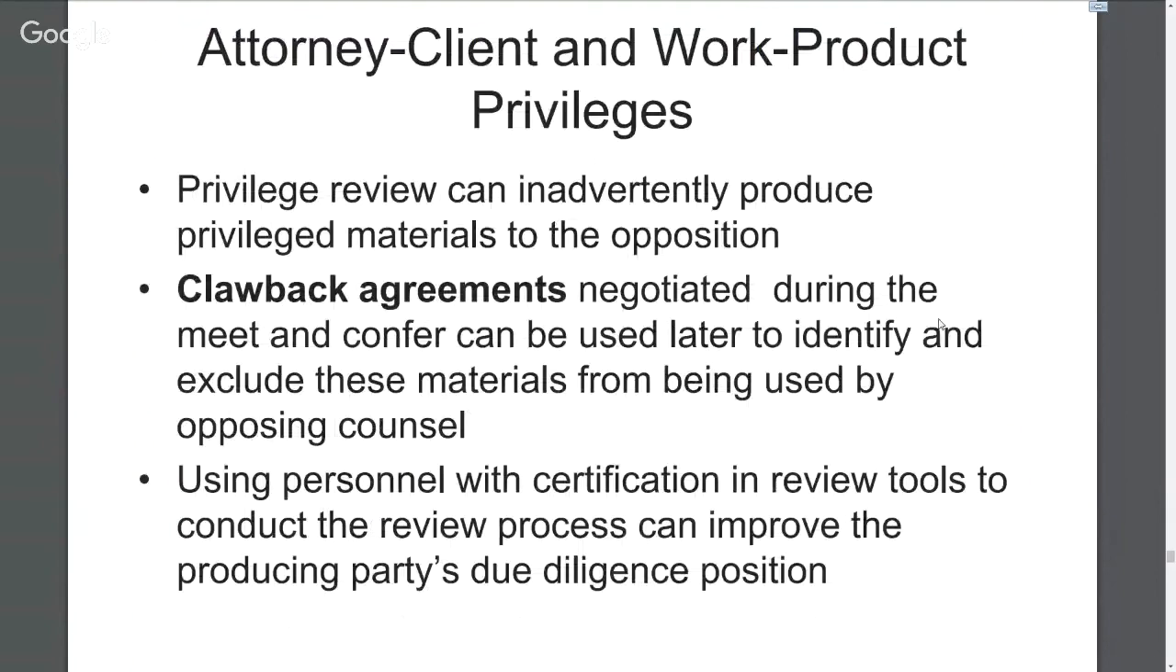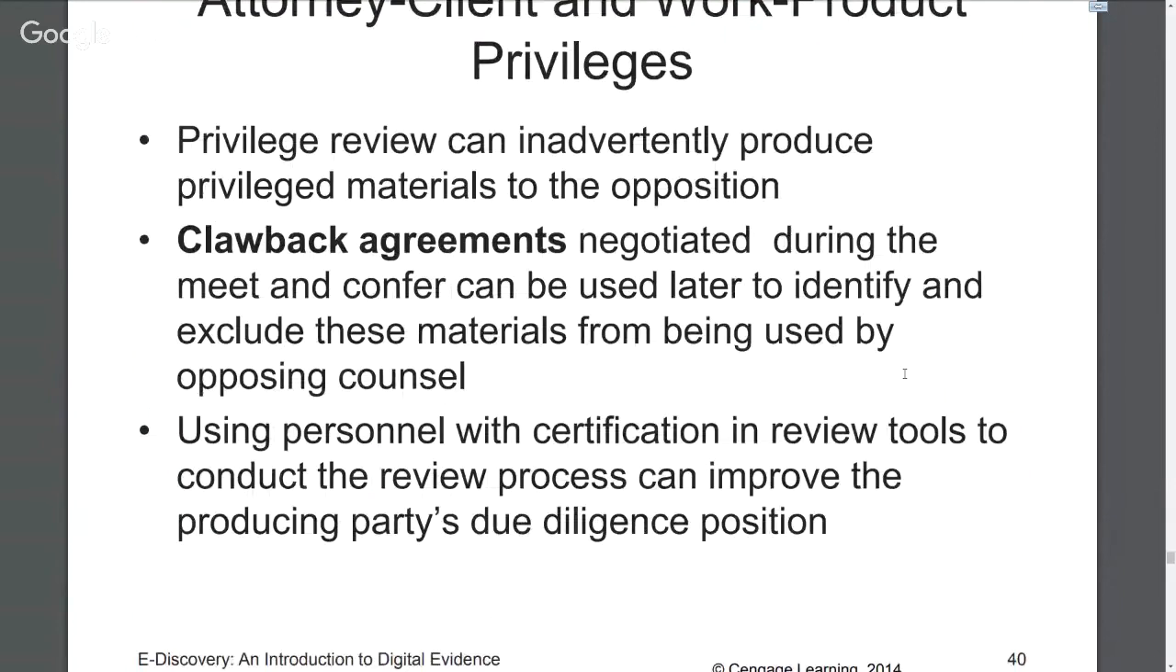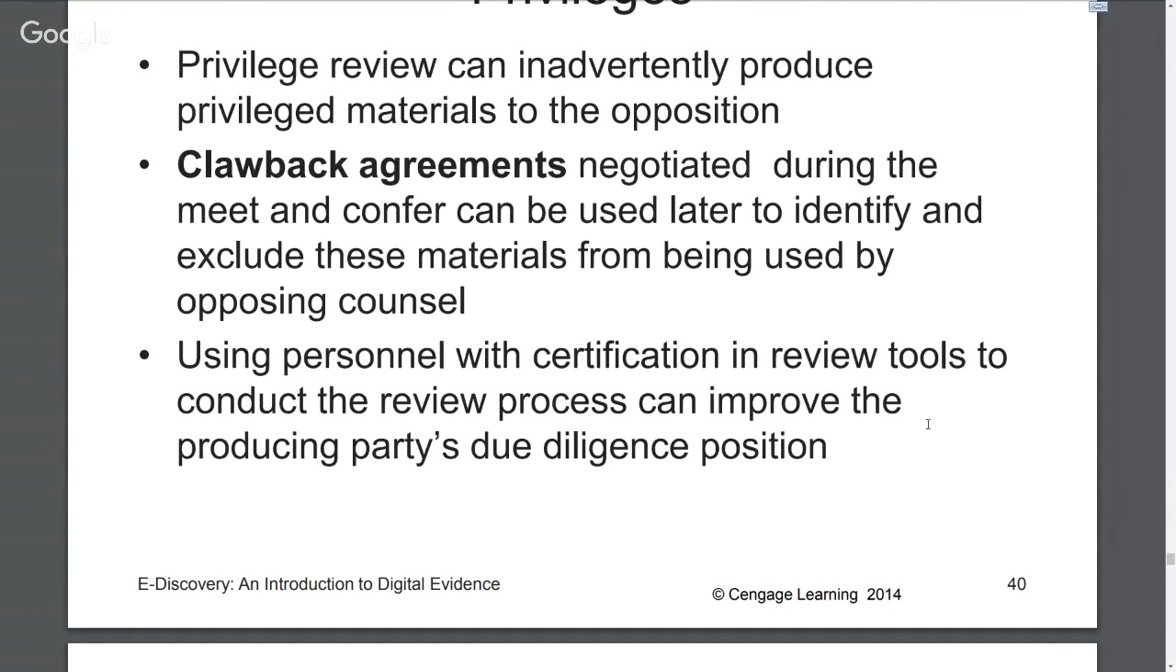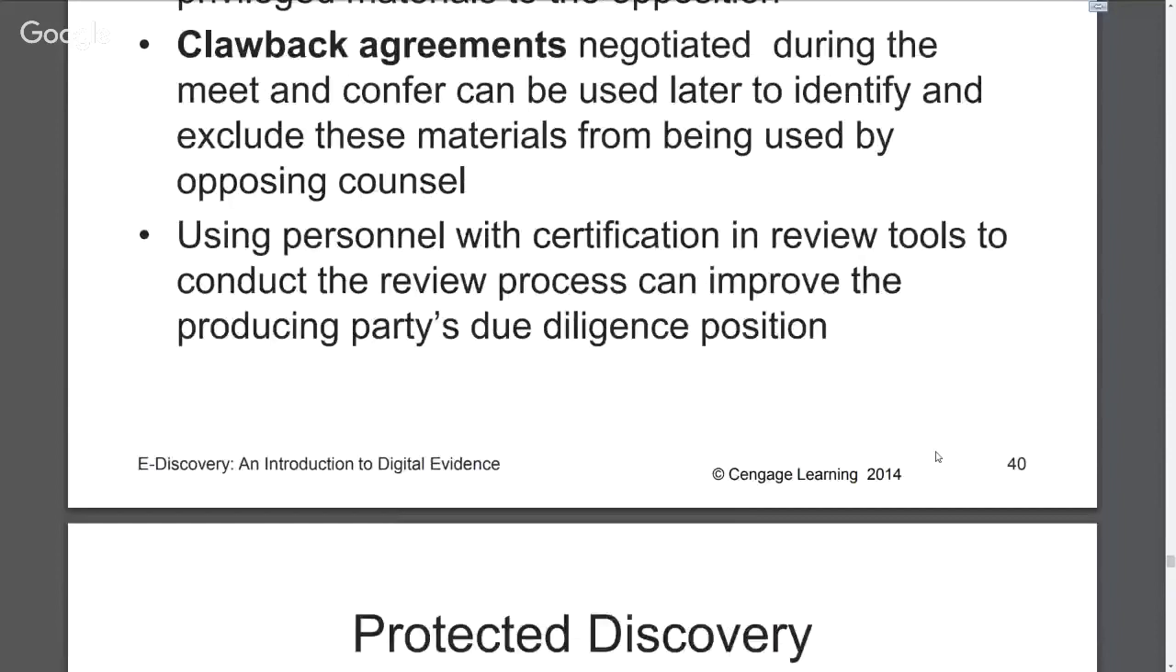Privilege review: you can inadvertently produce privileged materials to the opposition if you're not careful. Clawback agreements are negotiated during the meet and confer and later used to identify and exclude materials being used by the opposing counsel. Using personnel with certification and review tools to conduct the review process can improve that party's due diligence position.